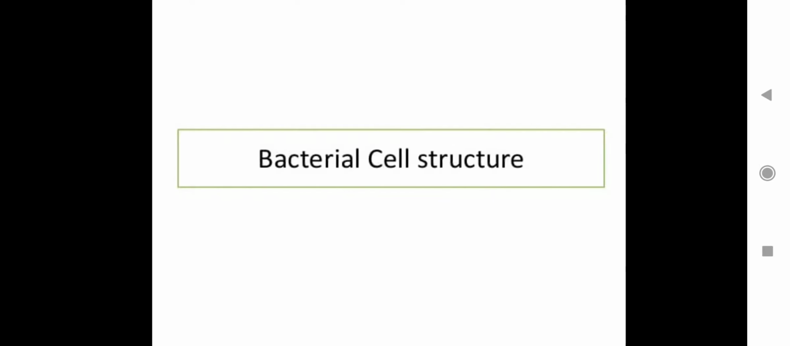Bacterial cell structure. This is not important for pharmacology, but it is important for understanding microbiology. So we will not study this bacterial cell structure.